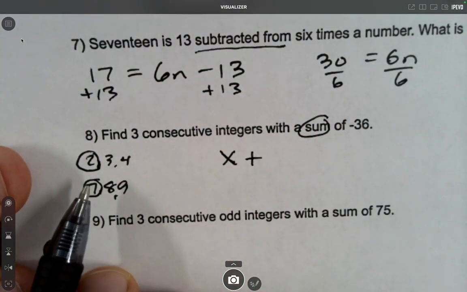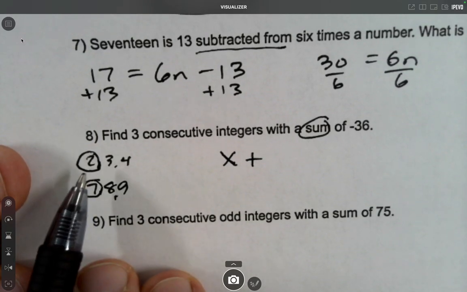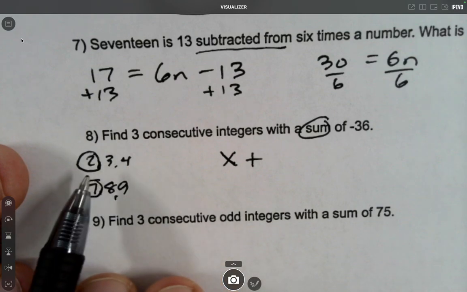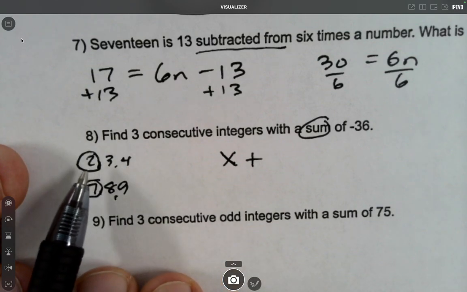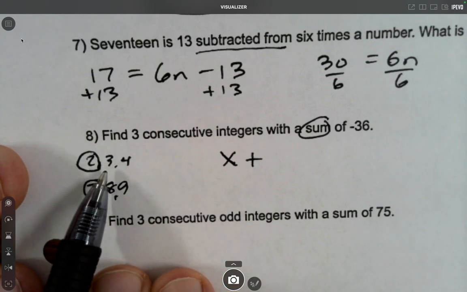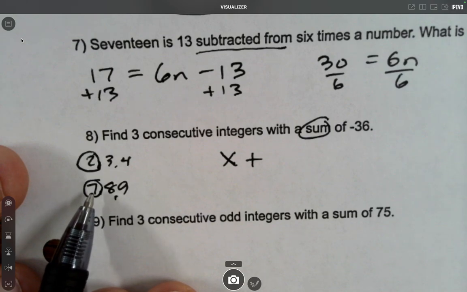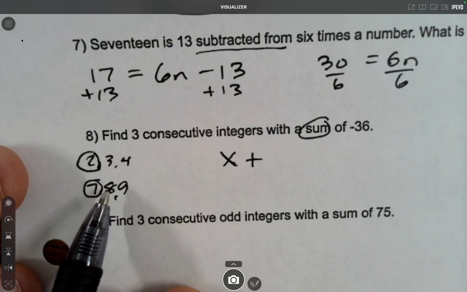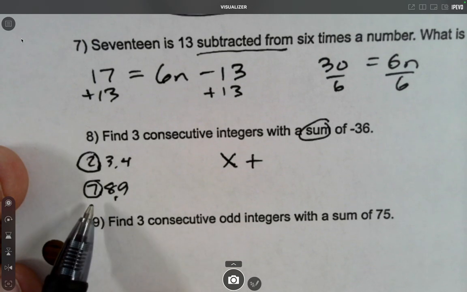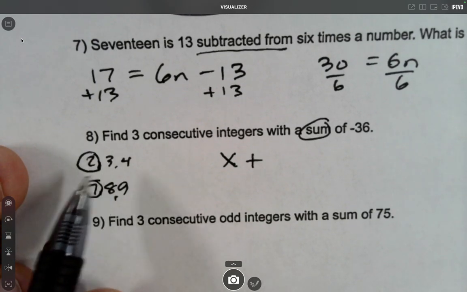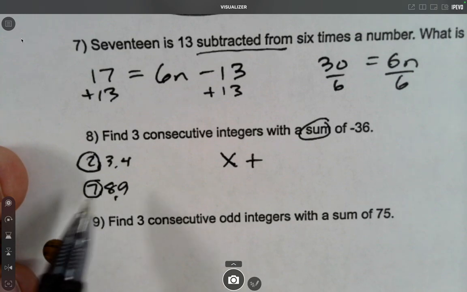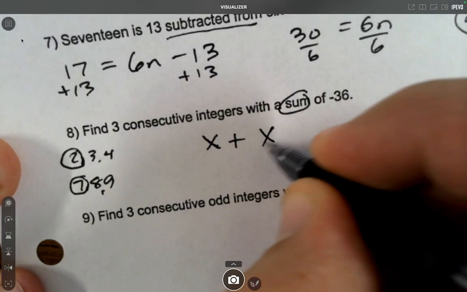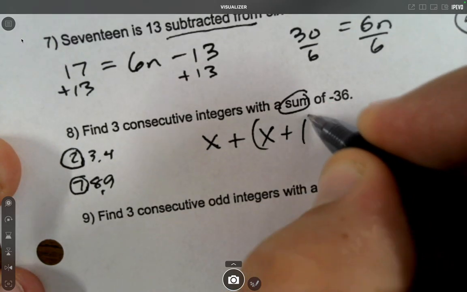So I want you to look right here. Again, we don't know what our number is. It's probably not 2 or 7. But when we see consecutive integers, how far is it to get from the first one to the second one? The second integer is exactly 1 bigger than the first integer. 3 is 1 more than 2. 8 is 1 more than 7. And if this is our first integer, the next one is going to be 1 bigger than that.